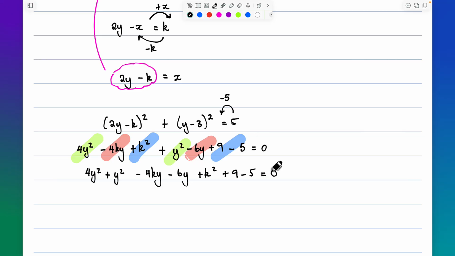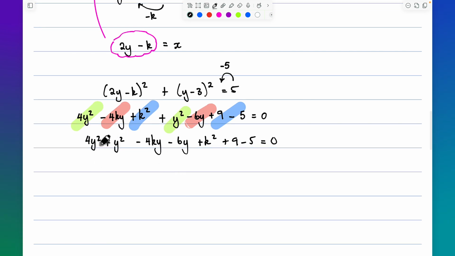So let's then simplify our expression. 4y squared plus y squared is 5y squared minus, these two can just stay as they are, because these are not the same, right? This one has a k, this one doesn't have a k, so we can't really join them like that. And then plus k squared, positive 9 minus 5 is positive 4, is equal to 0.